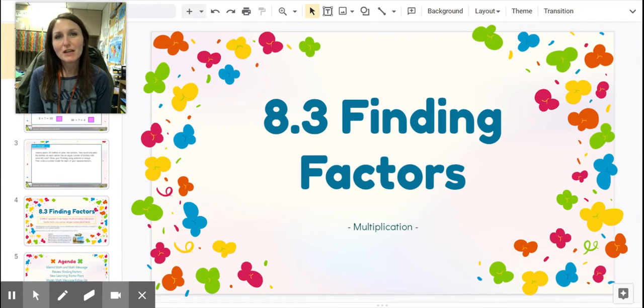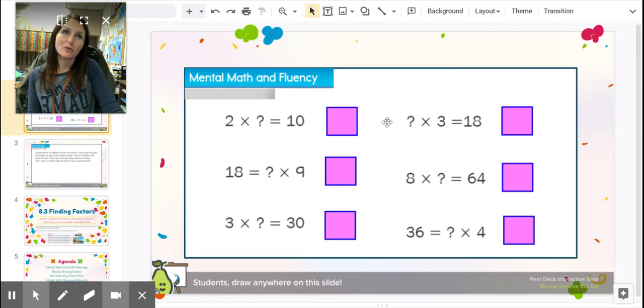Good morning, girls. All right, today we're going to be looking at 8.3, finding factors, and we're focusing in today on multiplication. So first up, we start with mental math. I want you to go ahead and solve these problems. These are actually division problems, but there's a missing factor.